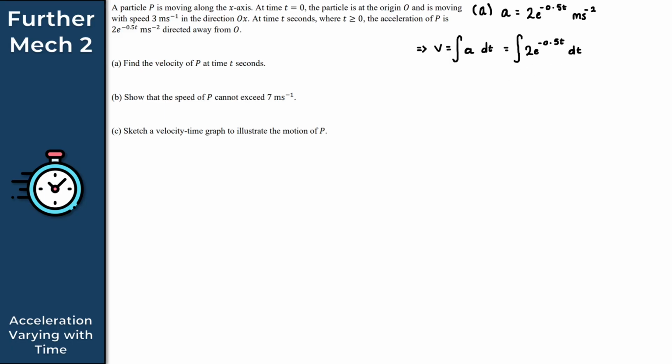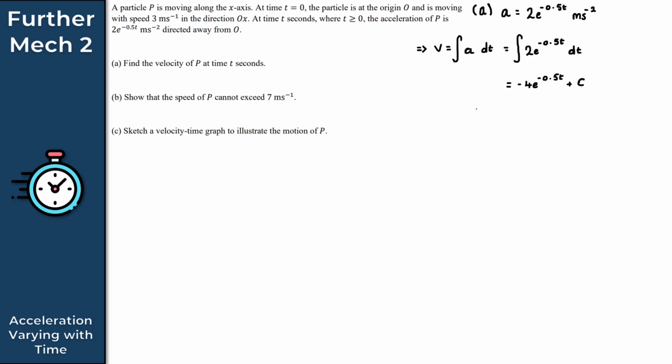Hopefully this integral is nice and straightforward. 2 divided by minus 0.5 would just give us minus 4, so the result is minus 4e to the minus 0.5t. That doesn't change. And notice we do not have any limits on our integral, so don't forget your constant of integration, plus c. Now, I can find the value of c because I know some initial conditions. When t is equal to 0, the particle is at the origin O and is moving with a speed of 3 meters per second.